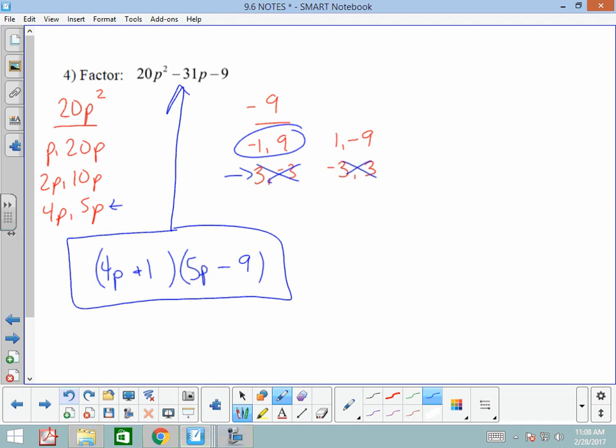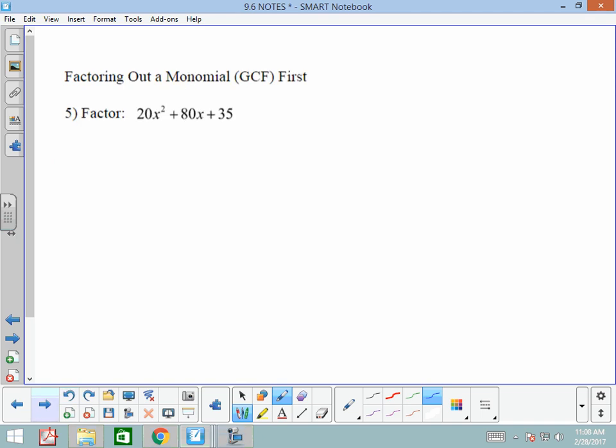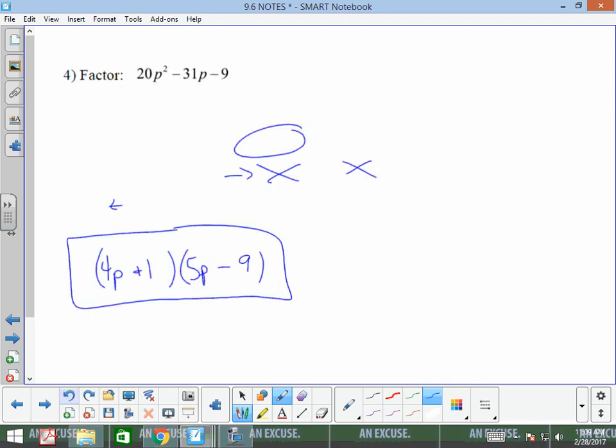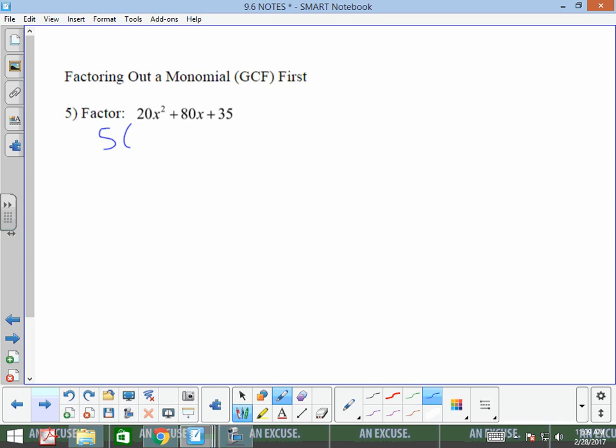All right, so those factors, 4p plus 1 times 5p minus 9, will equal 20p squared minus 31p minus 9. Okay, two more. These last two, again, we started with the greatest common factor rule because we will be using that one a lot, using it the most. So let's first factor out the GCF. So of all these terms, the greatest common factor is 5. So we're going to factor out a 5. Remember, when you do factor out a 5, you're just dividing each term by 5. So that will be 4x squared plus 16x plus 7.